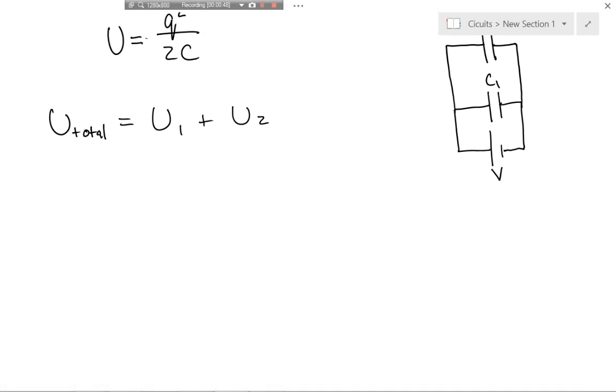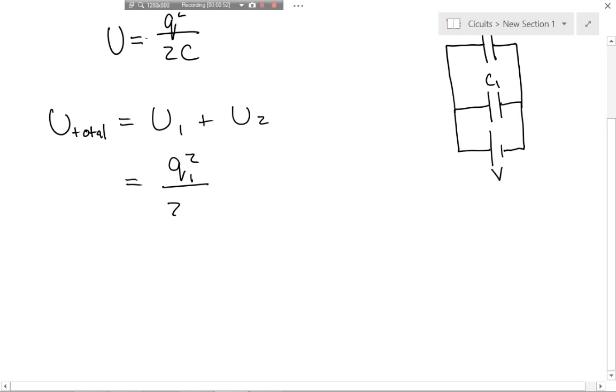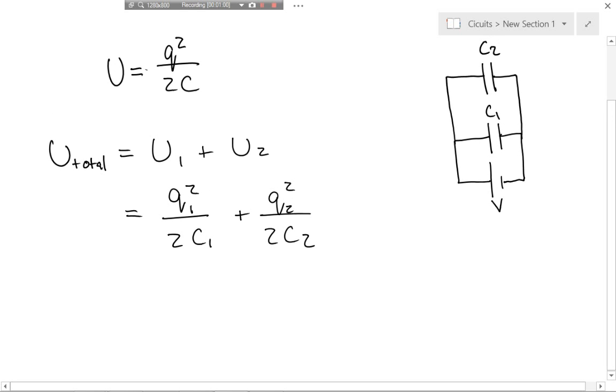If I plug that formula into here, it's going to be equal to Q1 squared divided by 2C1 plus Q2 squared divided by 2C2. And one of the things I want to point out about this formula is that we actually can't use this formula to solve this problem because the charges that build up on these two capacitors will be different.